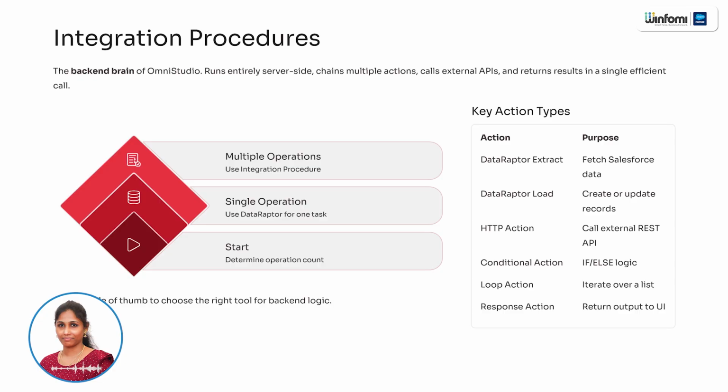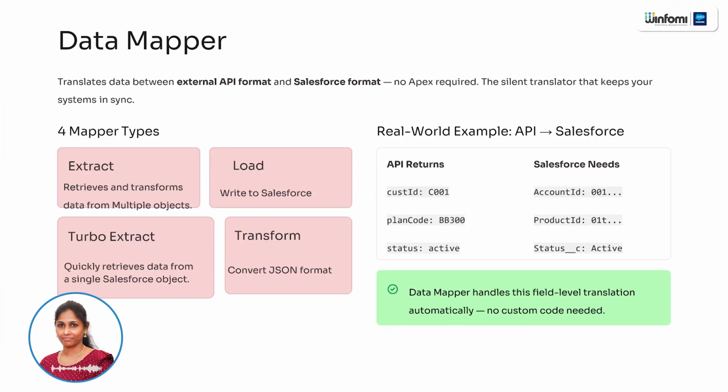So based on the operation count, we can choose either integration procedure or data mapper. We'll see the data mapper in the next slide. It can translate data between external API format and Salesforce format. No Apex required. When we call an external system like a SIM activation API, it returns data in its own format. So the data mapper helps to translate that data into Salesforce format.